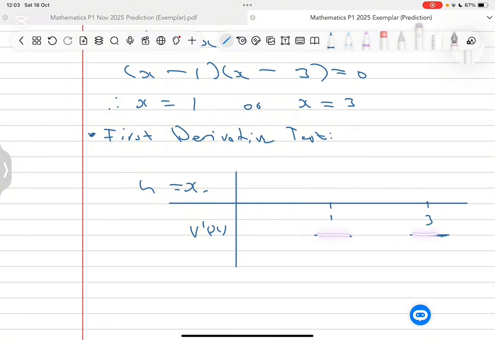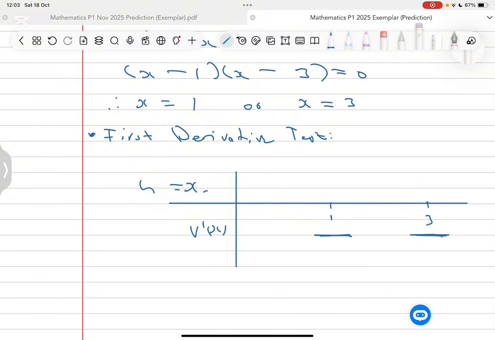So we know that here we have a 0. This line here represents a tangent to the curve. So the tangent will be parallel to the x-axis. In other words, it has a gradient of 0. And we know that the gradient is the derivative. So the derivative is 0 there at those points. That's what I'm trying to say in a nutshell.